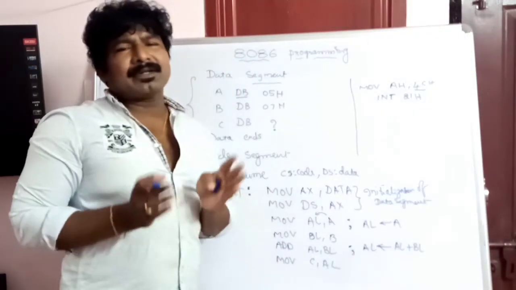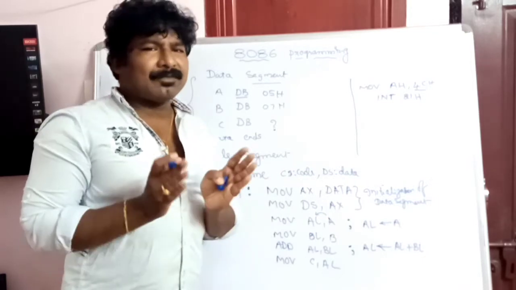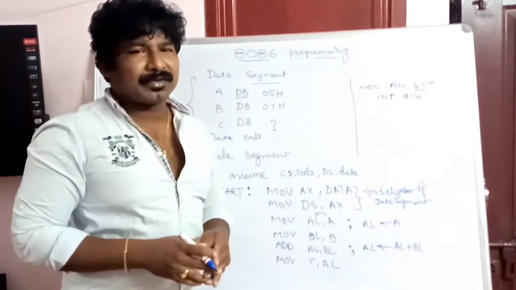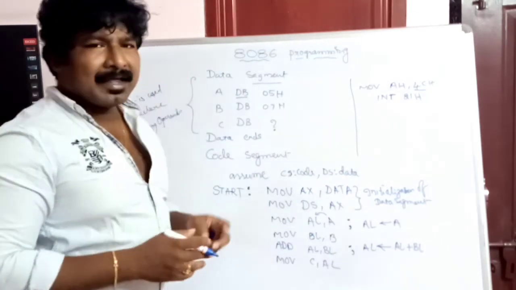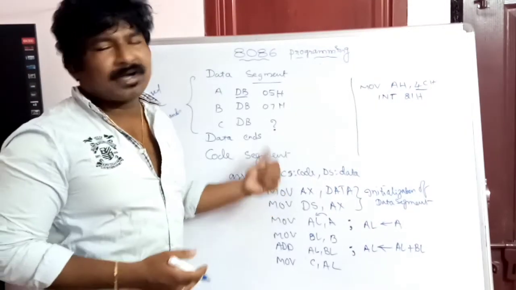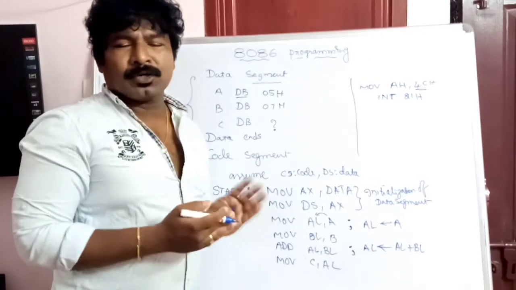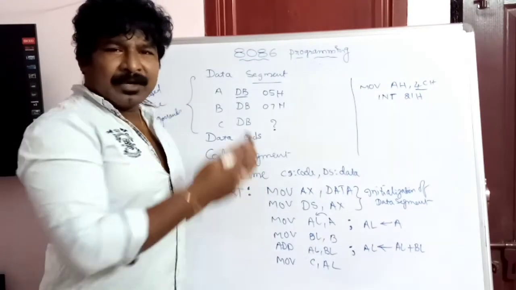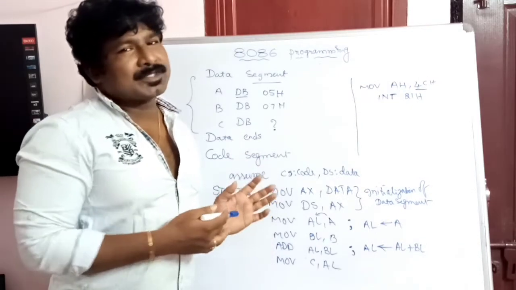You need to move your 4C value into AH, then call the interrupt 21H. That will properly close the execution of your program. So this is how you close the execution of the program. Then I should close my code segment, because every segment that you have created in your program should be properly closed or terminated.